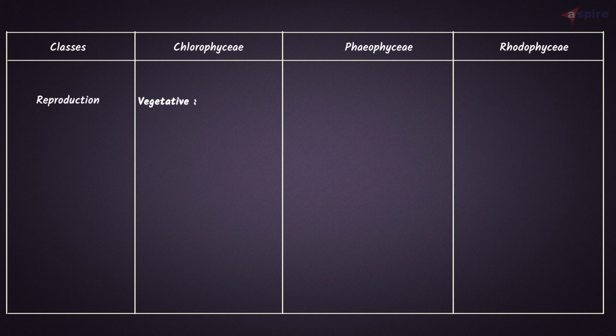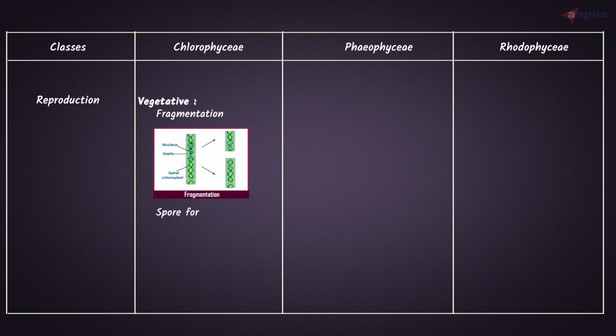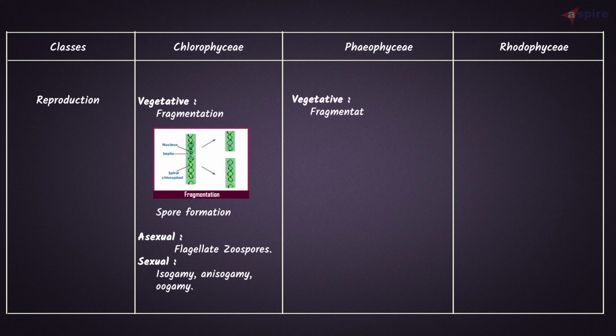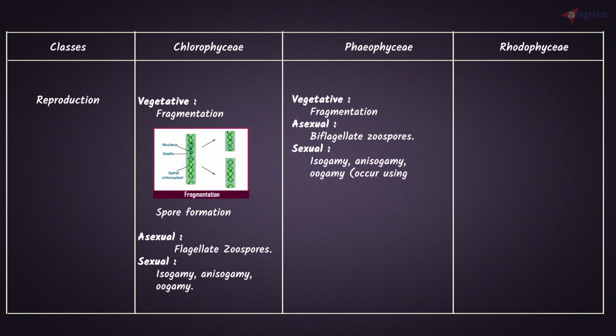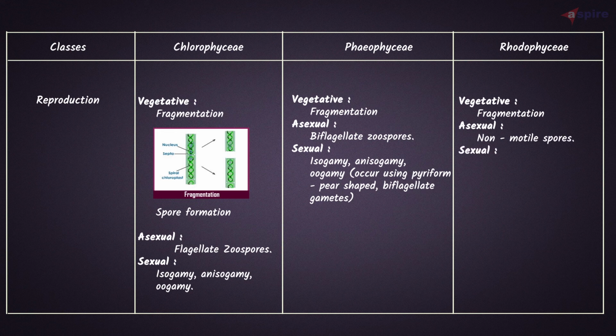Reproduction: vegetative, fragmentation and spore formation. Asexual, flagellate zoospores. Sexual, isogamy, anisogamy and oogamy. Vegetative, fragmentation, asexual, biflagellate zoospores, sexual, isogamy, anisogamy, oogamy, which occurs using pyriform, pear-shaped biflagellate gametes. Vegetative, fragmentation, asexual, non-motile zoospores, sexual, non-motile gametes. Sometimes complex post-fertilization development occurs.